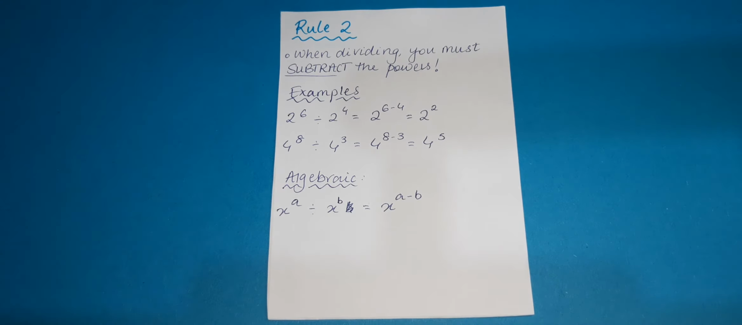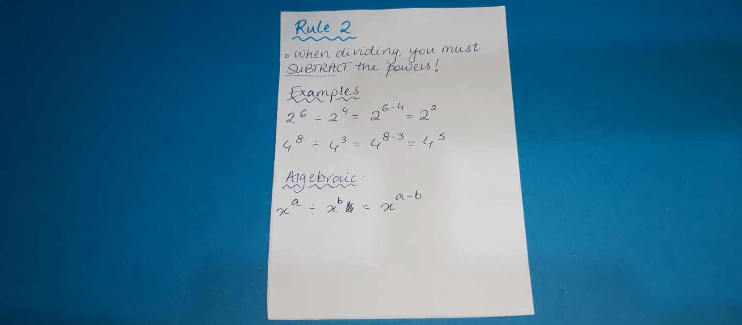Rule number 2. So here it says that when we divide powers, you have to subtract them from each other. So in the examples, we can see that 2 to the power of 6 divided by 2 to the power of 4 is equal to 2 to the power of 6 take away 4, which is 2 squared. The same thing happens in the second example, where again the base is the same, which is 4, and we just do 8 take away 3, because 4 to the power 8 divided by 4 to the power of 3 means that we have to take away the powers, which means that we get 4 to the power of 5.